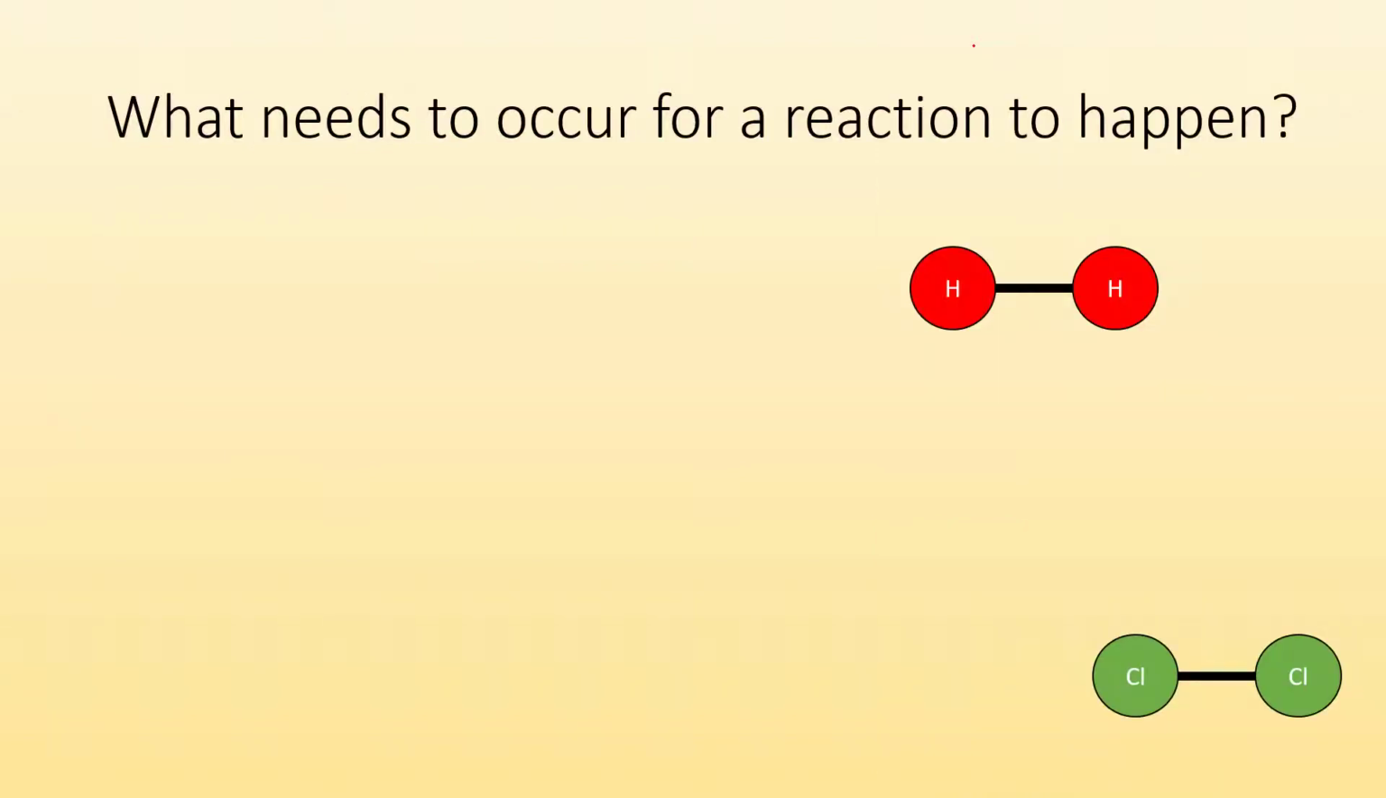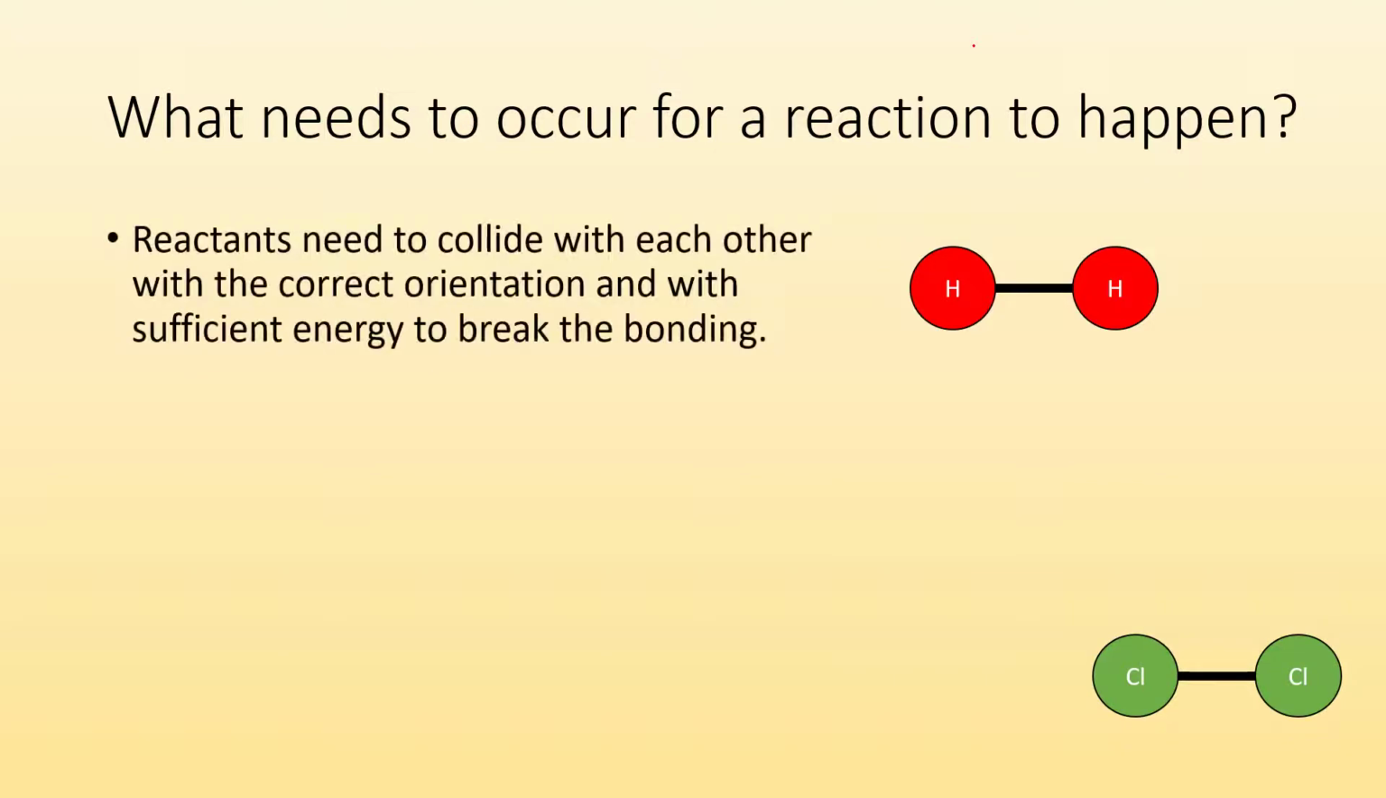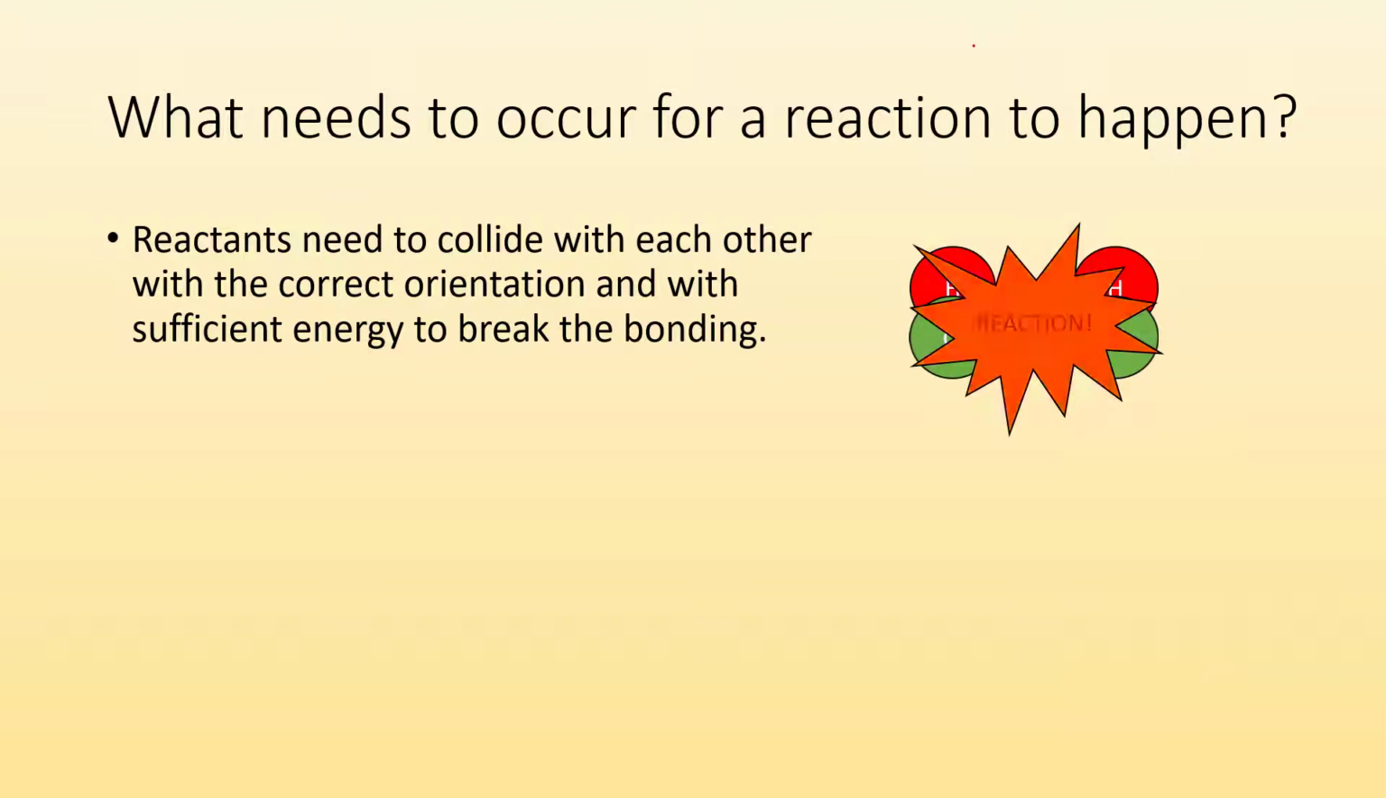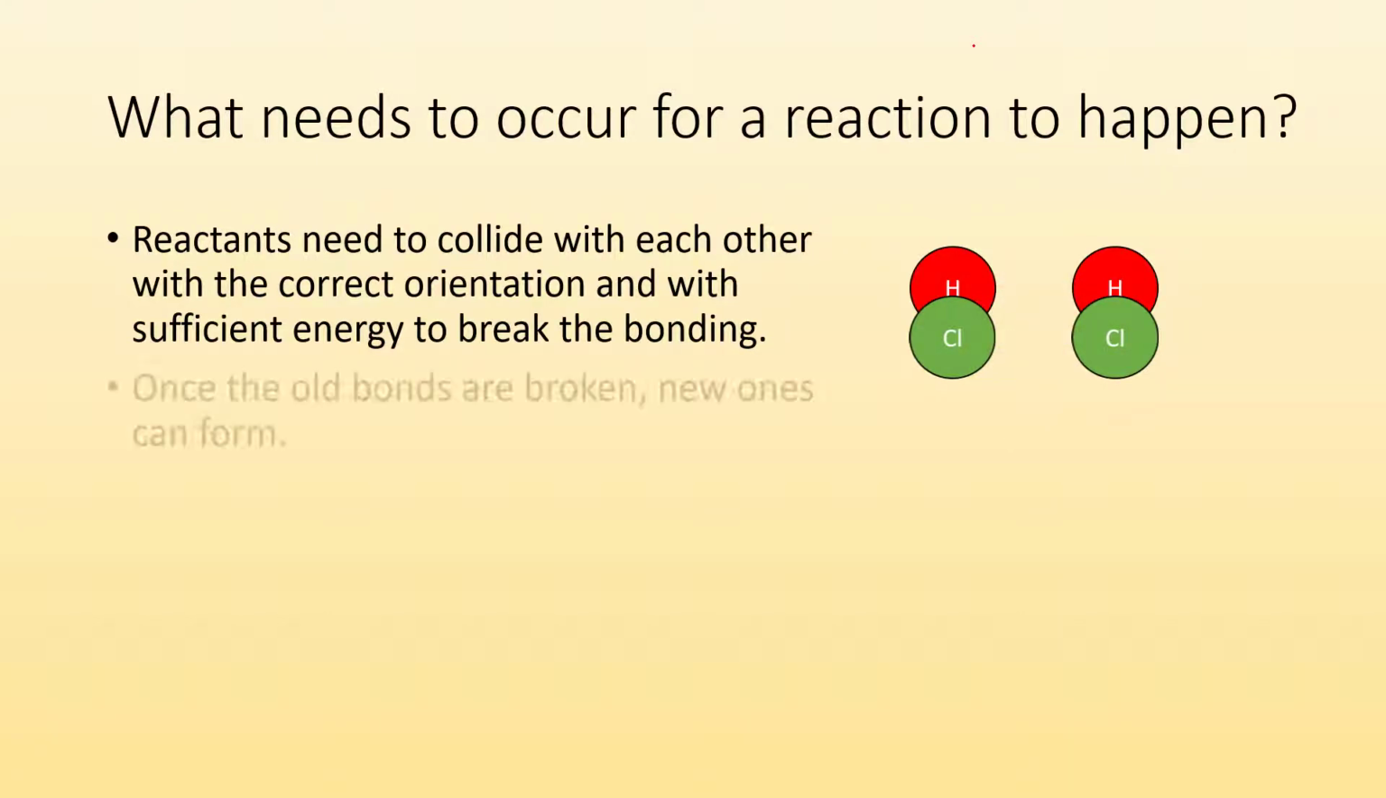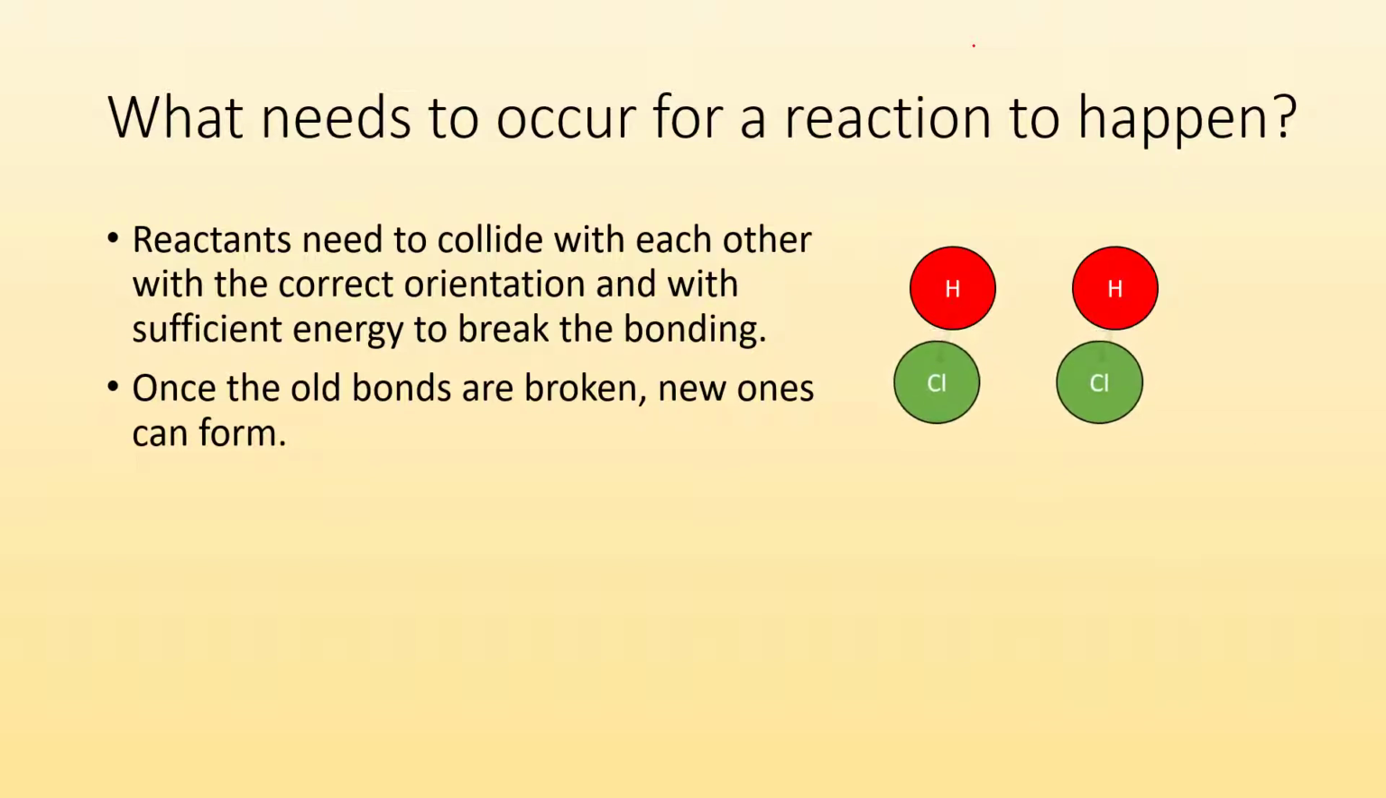So what needs to occur for a reaction to happen? Well, reactants need to collide with each other with the correct orientation and with sufficient energy to break the bonds that are already existing. So here's an example. H2 reacting with Cl2. They have to collide. And in order to get a reaction, the bonds have to break. So you break the bonds that exist, and then new ones can form. And that is literally the chemical reaction. We're changing bondings. So there you go.